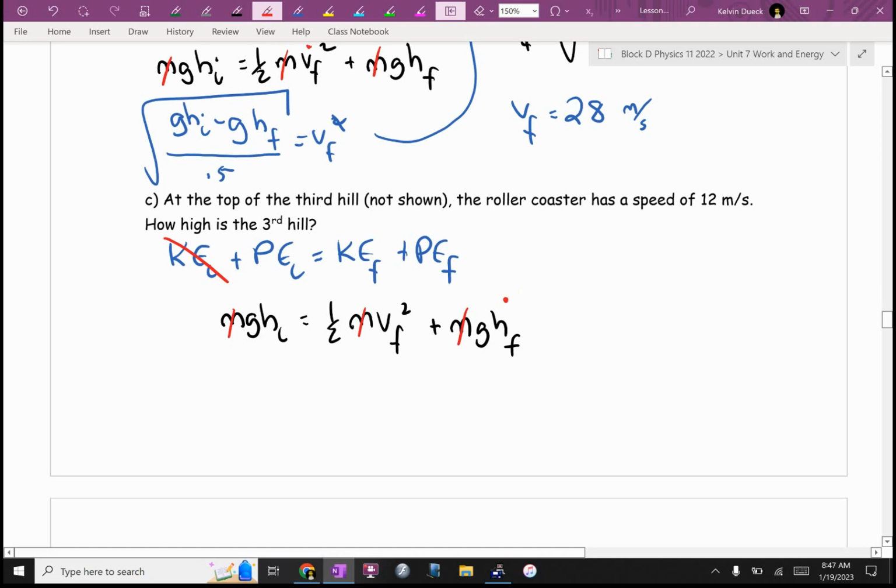What are we trying to find? The final height, that right there. Okay. Let's go meticulously. The gh initial is going to drop down like a domino. I'm going to minus 0.5 vf squared to get that term over. And then I'm going to put the h final over here on the left because that's where we're used to seeing it.